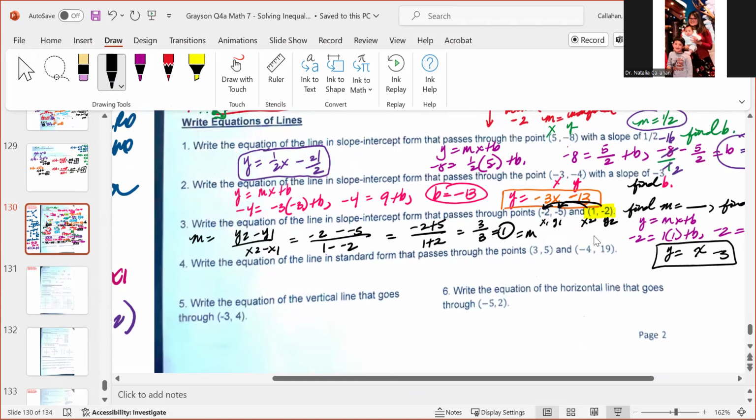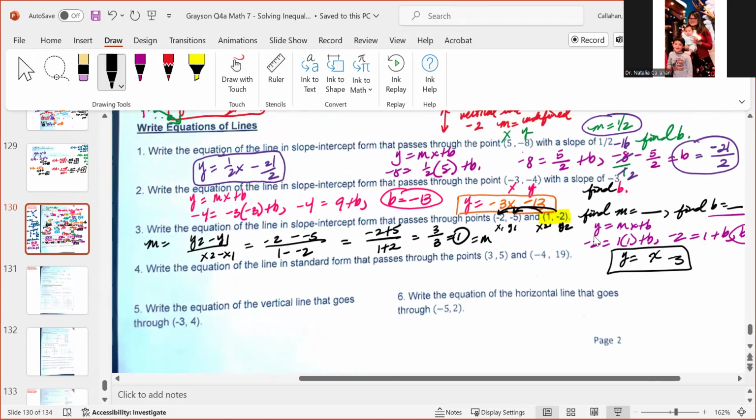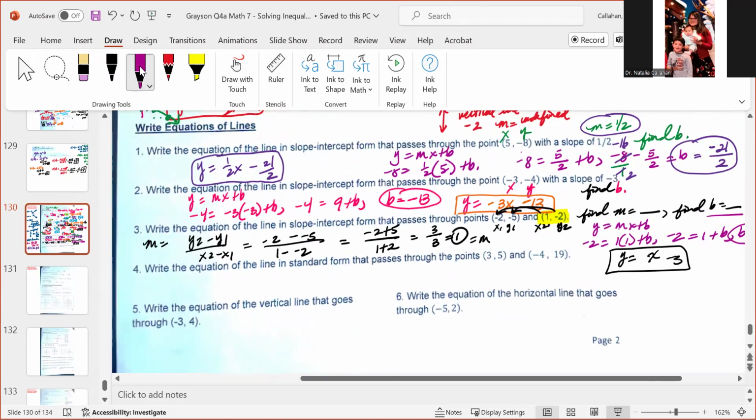All right. Question number 4. Did you check your answers for number 3? Okay. Number 4. Explain what you did. Oh, this is different because everything here was slope intercept form, right? That's a standard form, right? So remember, slope intercept form is y equals mx plus b, right? Standard form.